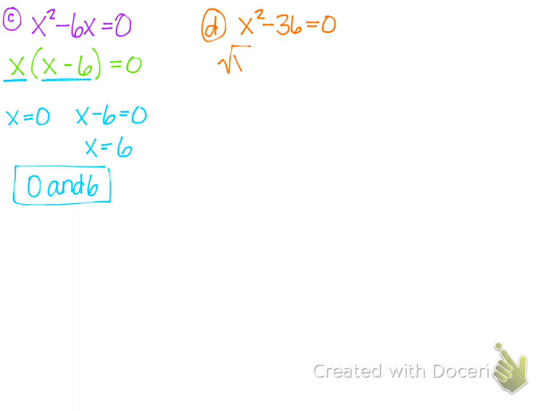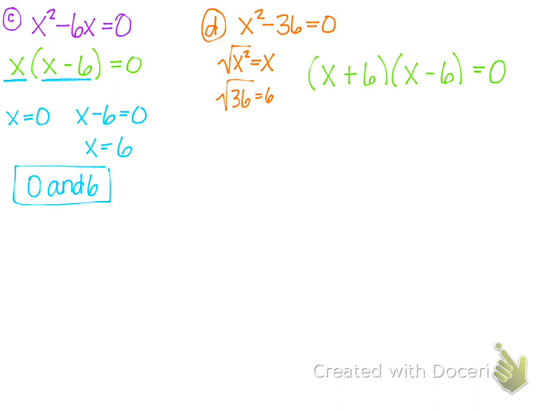The square root of x squared is just x, and the square root of 36 is what? 6. Now that we know what the square root of both of our terms are, remember, we write our first term plus our second term, and our first one minus our second one. And this hasn't changed. We're setting them both equal to 0.